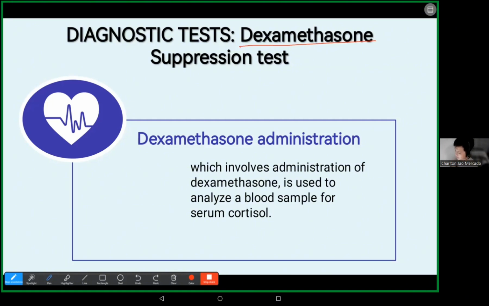And what we do here sa dexamethasone suppression test is we wanna check and analyze the blood sample for serum cortisol. Bakit serum cortisol ang chine-check natin dito? Because your cortisol is one of the hormones that is utilized when a patient is, or when we are, under stress, no? So, gusto natin malaman yung response ng mga hormones natin when it comes to stress that affects our psychological condition. So, anong ginagawa natin dito? We administer dexamethasone and we get a blood sample para i-check yung cortisol, serum cortisol levels.